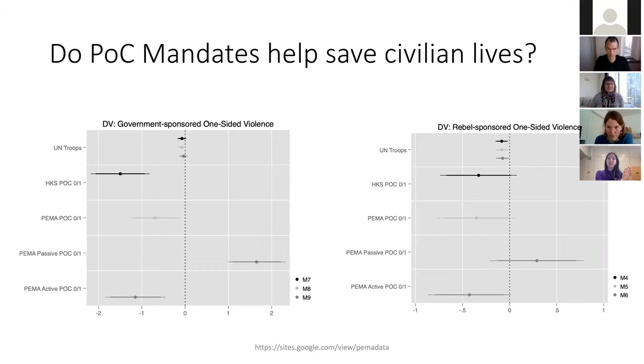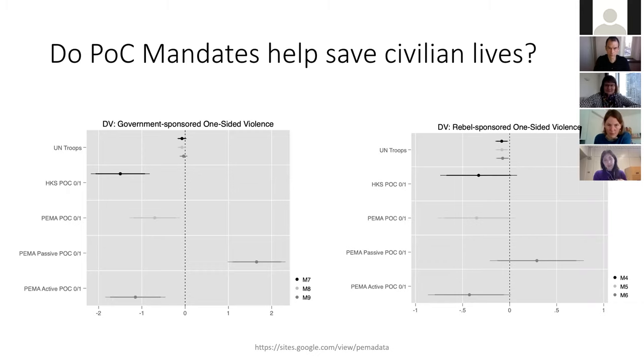And the opposite happens when you focus on the government on the left-hand side. So you see that troops here really cross the dashed line, which means that governments are not necessarily deterred by the presence of large military deployments, but they do reduce their reliance on one-sided violence, so violence against civilians, when the mandate includes provisions to protect civilians.